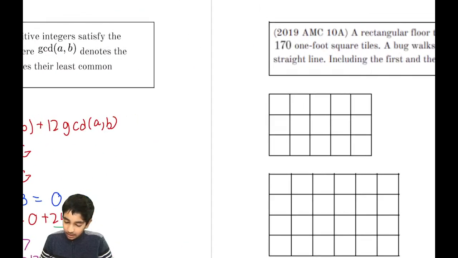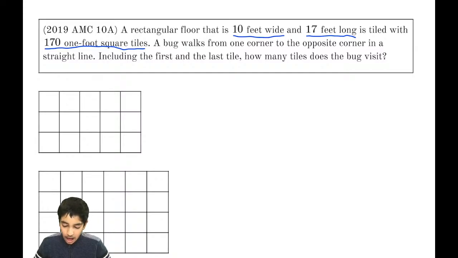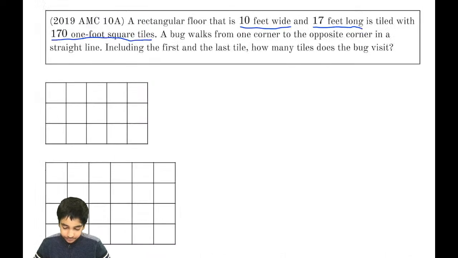Okay, so now let's take a look at this next problem from the 2019 AMC 10A. Even though it may seem like a combo problem, we can see that it has a really clever solution. A rectangular floor that is 10 feet wide and 17 feet long is tiled with 170 1-foot square tiles. A bug walks from one corner to the opposite corner in a straight line. Including the first and the last tile, how many tiles does the bug visit?